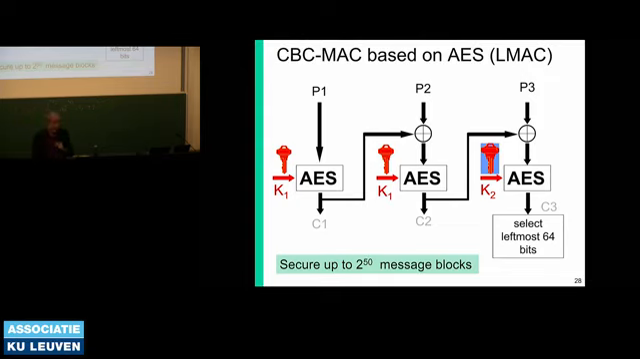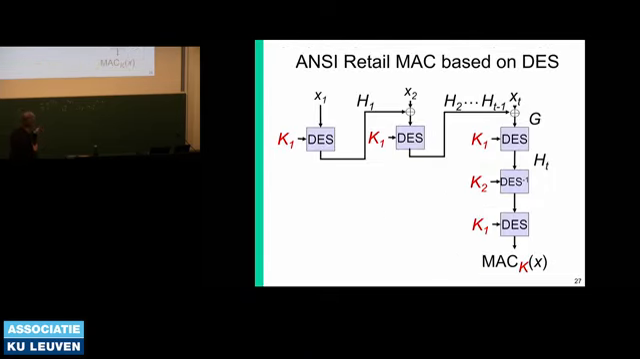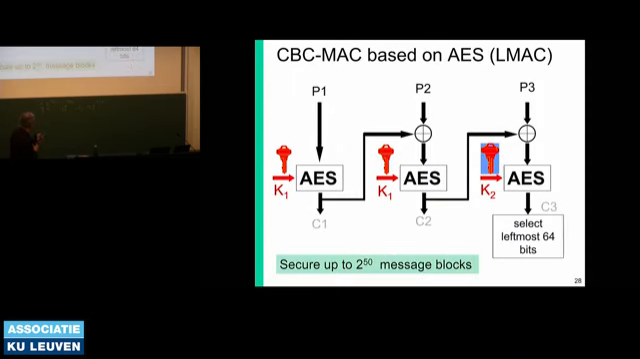AES has a 128-bit block length. This means it has much more robust security. This birthday paradox stuff is to the 64. Okay. So you just do CBC with AES, and then you have to do something special in the last step. Just like here, there is some cryptographic reason. You have to do something special in the last step, otherwise there are attacks possible. Here, something special, which I recommend, is to use a different key.